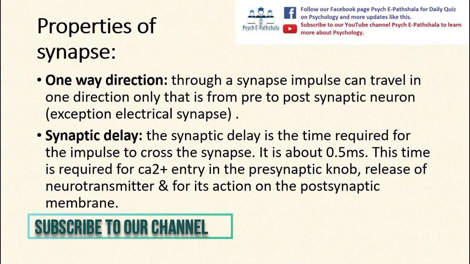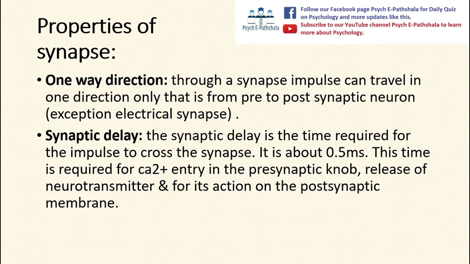Let us discuss the properties of synapse. The first property is one-way direction. Through a synapse, impulse can travel in one direction only, that is from the pre to postsynaptic neuron. The only exception is the electrical synapses.